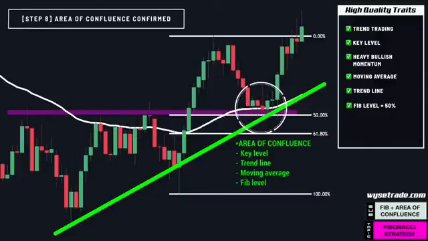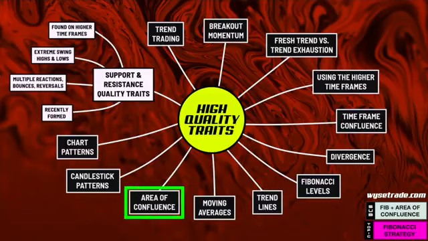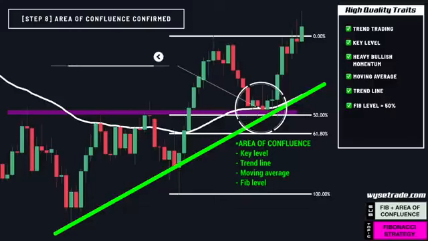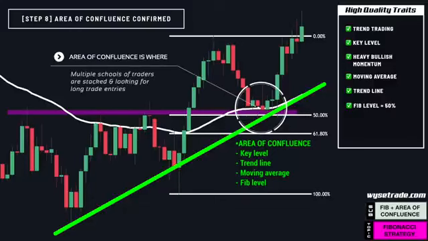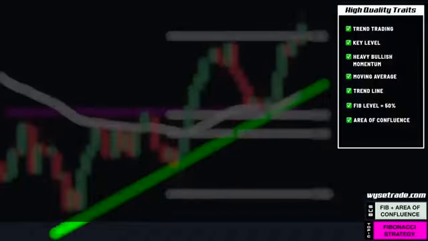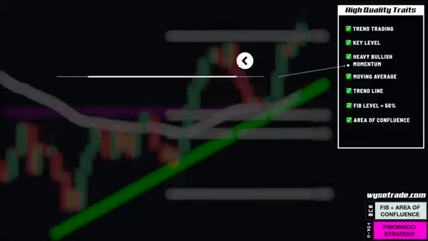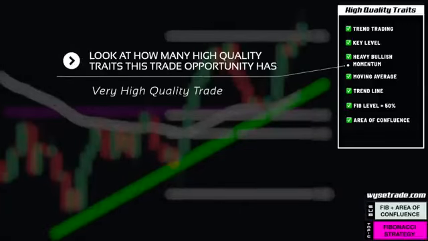Now, the fact that the key level, trend line, moving average, and 50% fib level all intersected perfectly makes this an area of confluence, or an area where multiple schools of traders cross and are looking to take action. Another high quality trade. Now look at all the high quality traits that are stacked in this trade opportunity. These are very high quality trades, which means they have a very high chance of success.